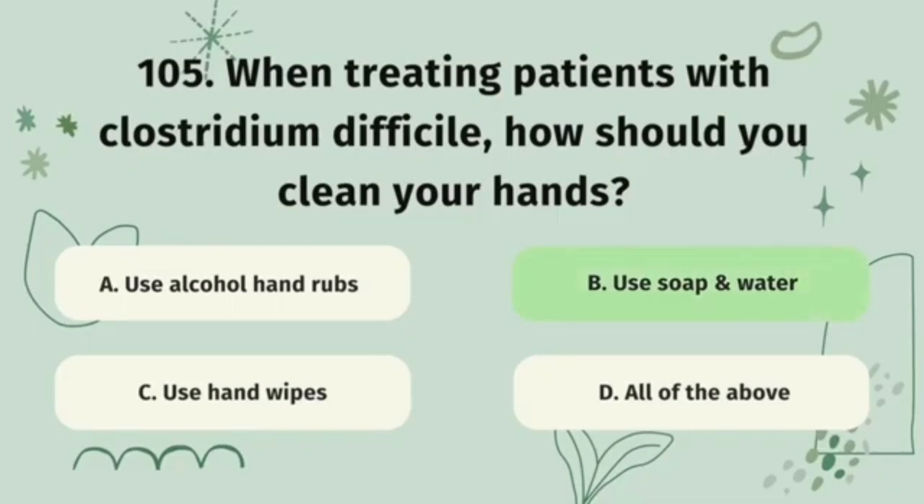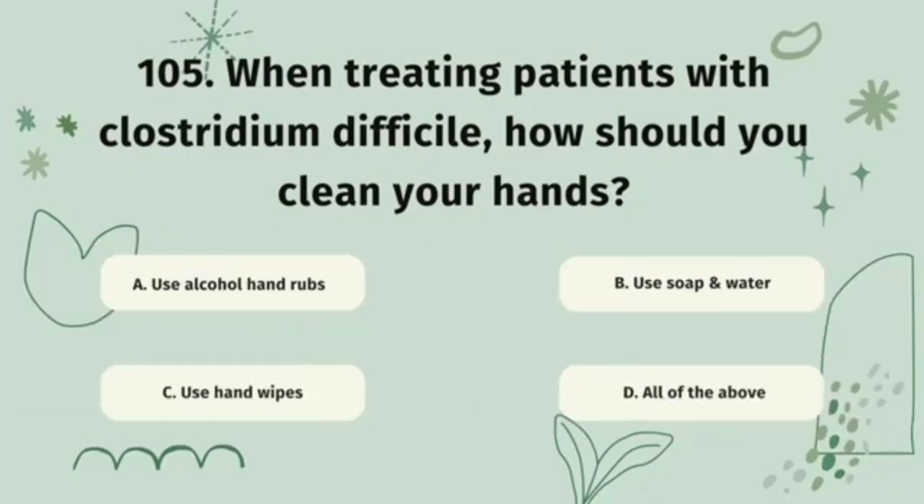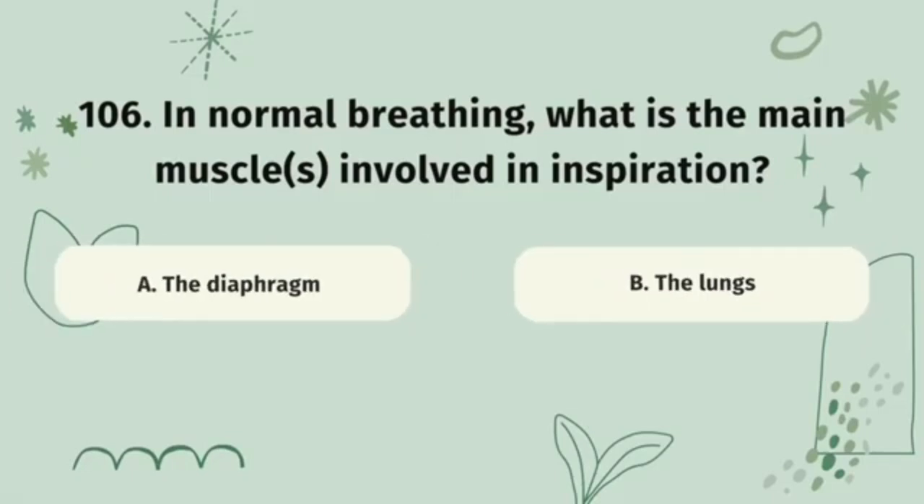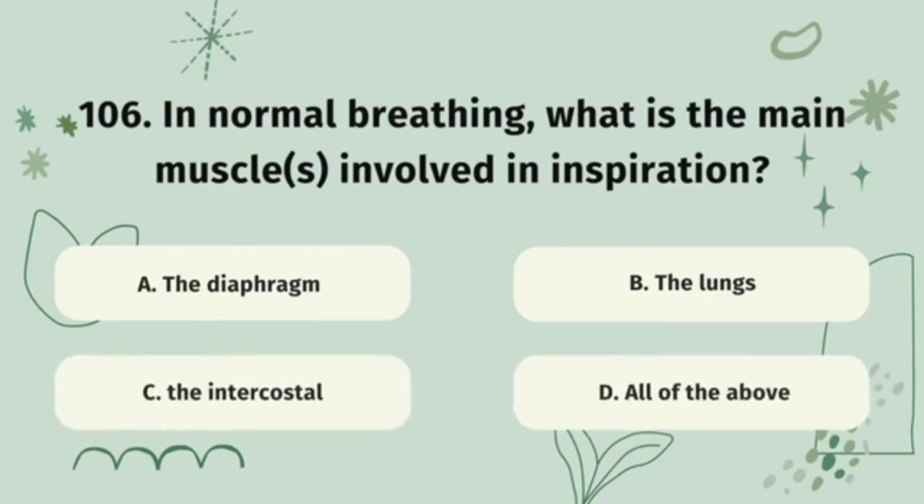The correct answer is B. Question 106. In normal breathing, what is the main muscle involved in inspiration? Option A, the diaphragm. Option B, the lungs. Option C, the intercostals. Option D, all of the above.